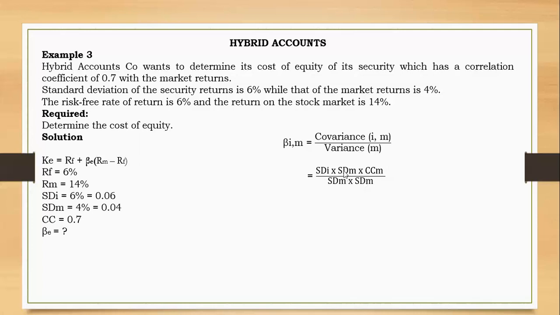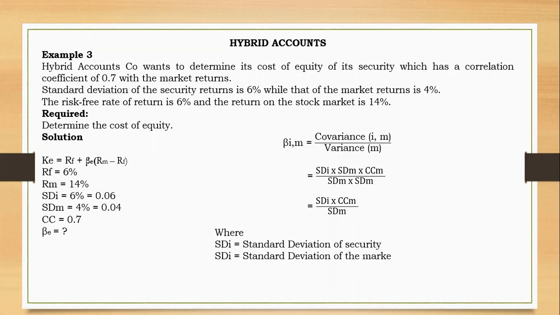And if you simplify this more, the standard deviation of the market up here cancels the one down here, and you remain with this formula: beta, or systematic risk, equals the standard deviation of the security times the correlation coefficient between the security and the market, over the standard deviation of the market. So this is what we have to do right here. The correlation coefficient is between two parts. So we can proceed now: SDI, the standard deviation of the security, and SDM, the standard deviation of the market.